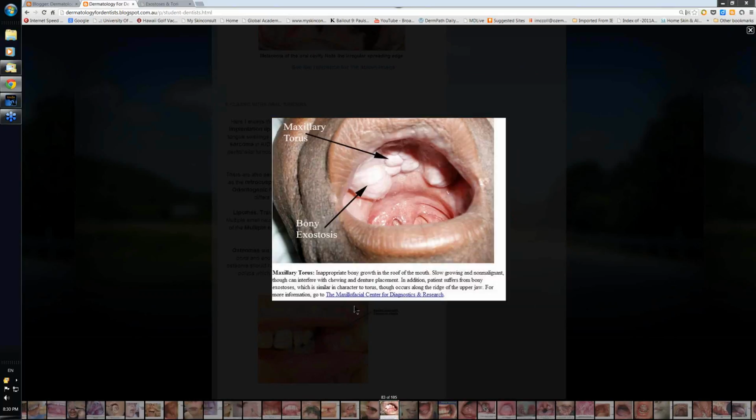These were your tori. Try looking up that link there. This was where that image came from. They're saying inappropriate bone growth in the roof of the mouth, slow growing, non-malignant, can interfere with chewing and denture placement. Well, you can imagine it's going to interfere with denture placement. Patients suffer from bony exostosis, similar to torus, though along the ridge of the upper jaw, so it's usually on the cheek side of the upper jaw. We call those exostoses.